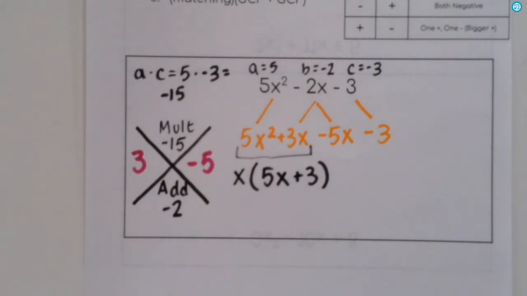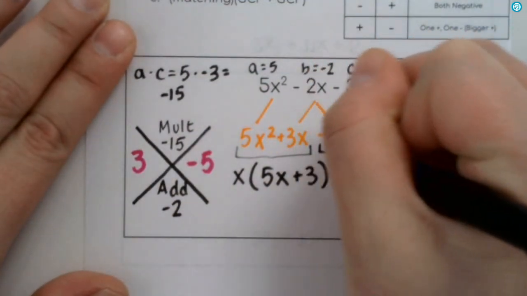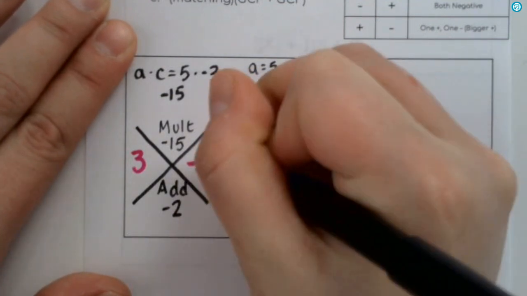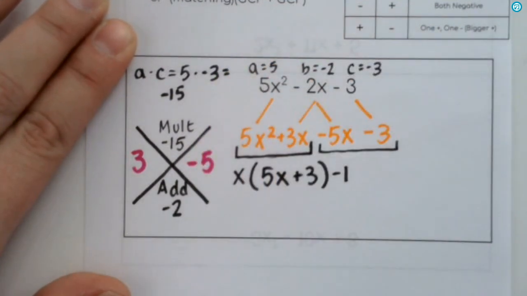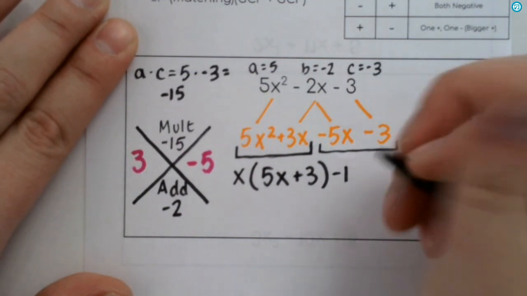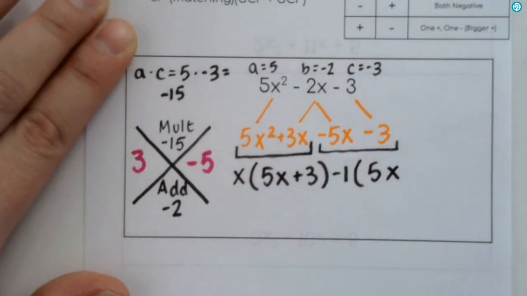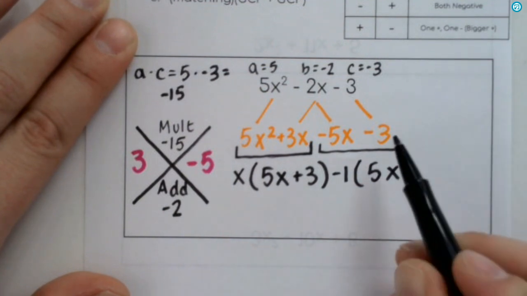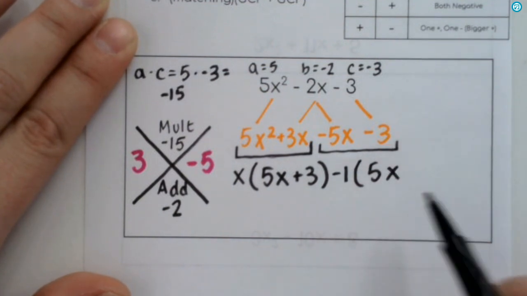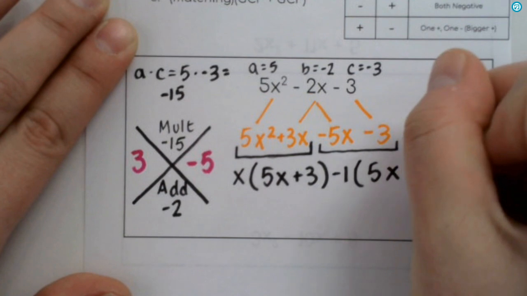Then from negative 5x and negative 3, I can't divide anything out, but I know I want them to both be positive, so I'm going to divide out a negative 1. Negative 5x divided by negative 1 is positive 5x. Negative 3 divided by negative 1 is positive 3.